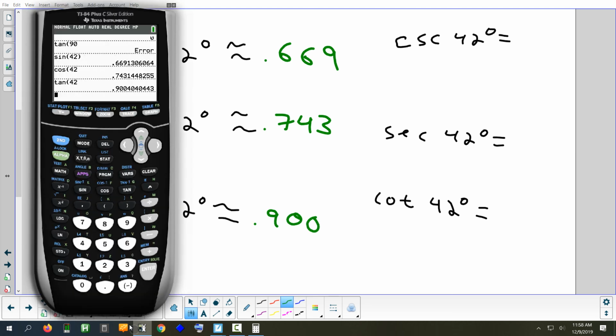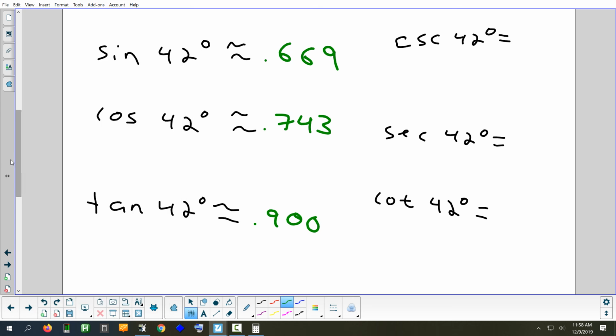Now, look at the buttons on the calculator. Do you see a button that says CSC, SEC, or COT? No. There are no buttons for those. So you have to find the 3 on the right the same way we've been doing them all class. What do you do with this number to get this number? Flip. That's it. Take it and flip it.